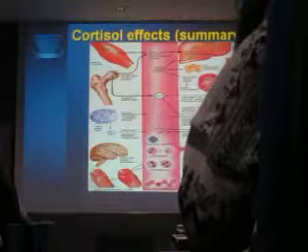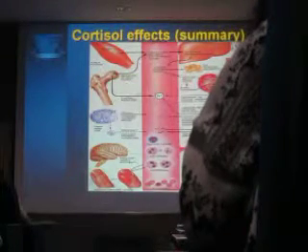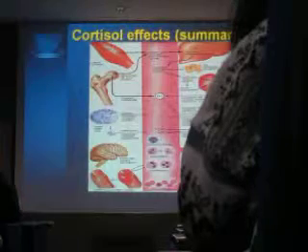So if we put together all the effects of your cortisol, you will get a table or picture like this from Netter that you will review at your leisure.